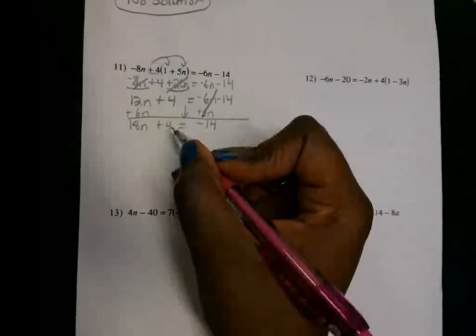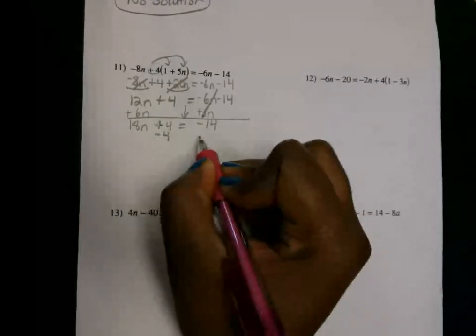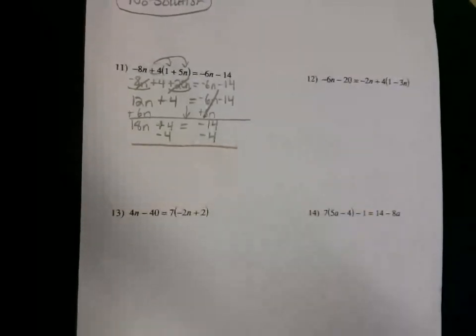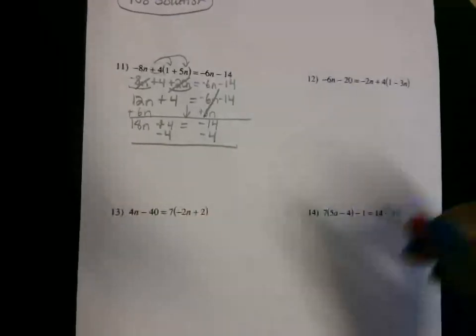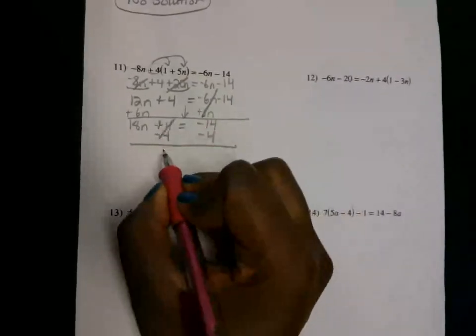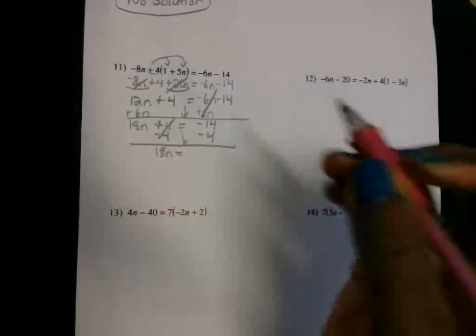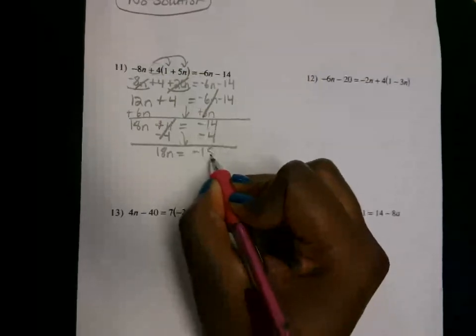Why subtract, Miss Reyes? Because the opposite of addition is to subtract. The only way to get rid of a positive 4 is to subtract 4. Remember, you've got to get n by itself, so add or subtract to move numbers first. This is 0 now, so now I just have 18n on this side. A negative 14 minus 4 gives us a negative 18.